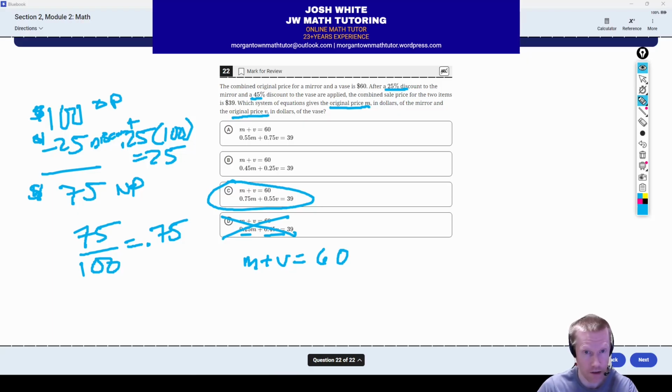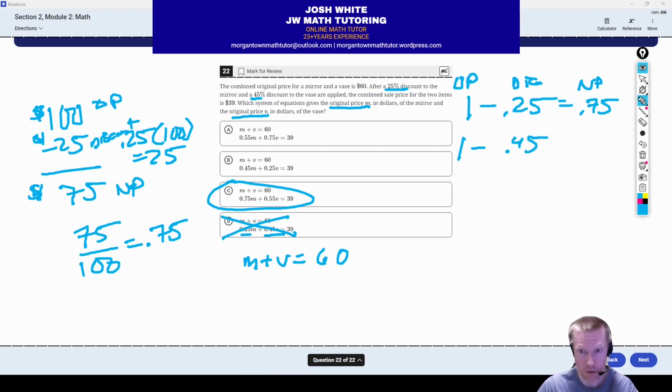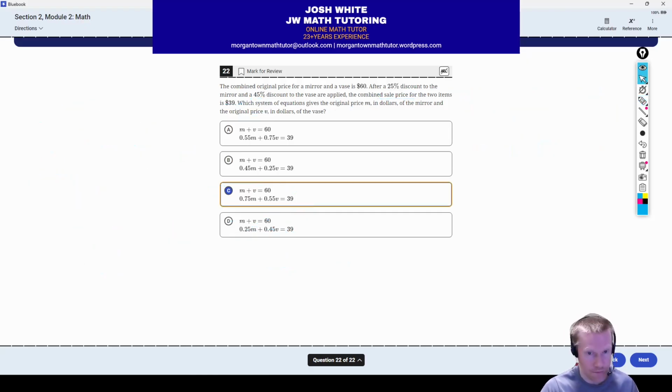And the way we're getting that again is I'm basically just doing 1 minus 0.25. This is the original price, this is my discount percentage, and then my new price is the result, 75%. And so with the vase, it would be 1 minus the discount, which is 0.45, and that's equal to 0.55, which is the new price, i.e. 55% of the original amount. And of course, you add those up to $39, which is the sale price, the discounted price. All right, so again, correct answer on this question is letter C.